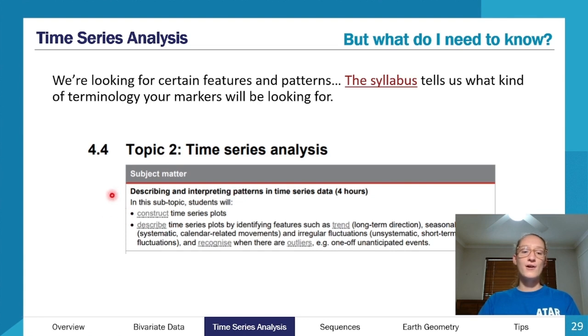So here we can see that under our first sub point of the time series analysis, you need to be able to construct time series plots. By breaking down the key features of time series plots, hopefully you're already feeling a little bit more equipped to do that, and practice helps with that a lot as well. And then the second point is that you actually need to be able to describe time series plots by identifying features such as trend, which the syllabus defines as long-term direction, so that overarching pattern. Seasonality, which is systematic calendar-related movements, irregular fluctuations, and also outliers.